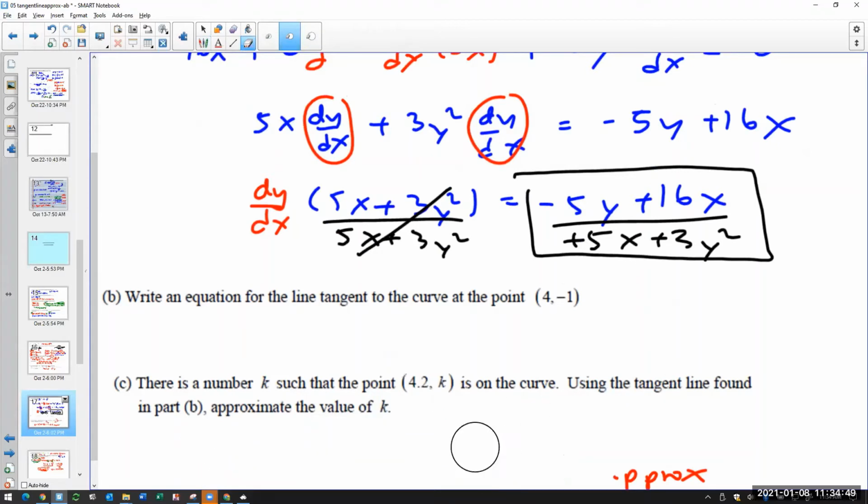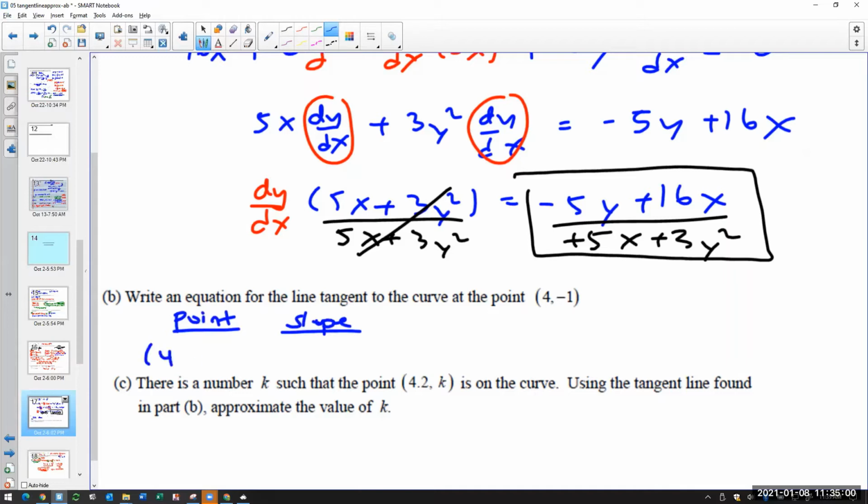The next question says, write an equation for the tangent line to the curve. All right, here we go. I need a point. And what else do I need, guys? Slope. All right, what's my point for -1? What is my slope? I need the slope of the tangent line. What is that? The slope of the tangent line. The derivative. Do I have derivative anywhere here? Yeah, right up here, okay? So dy dx is equal to -5.